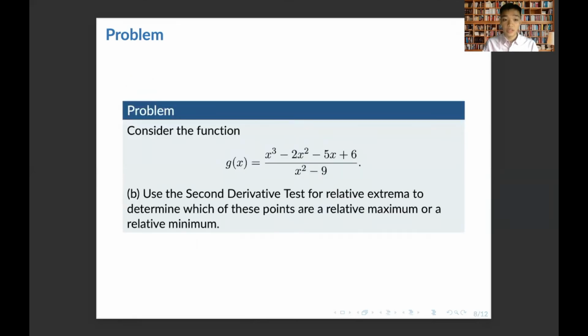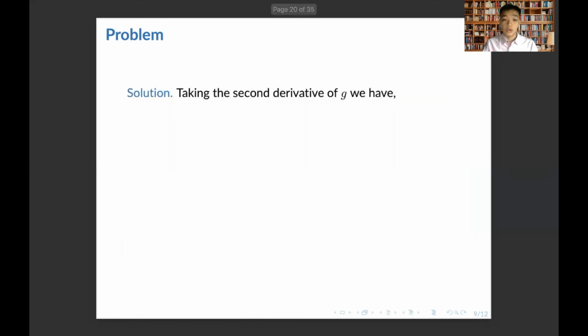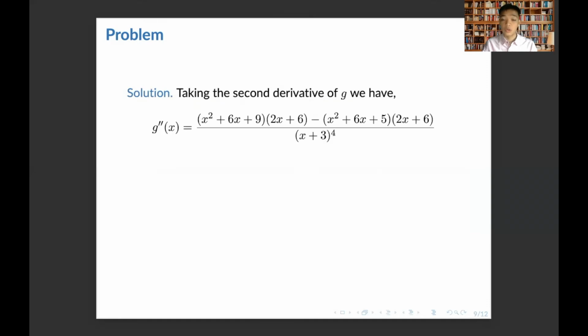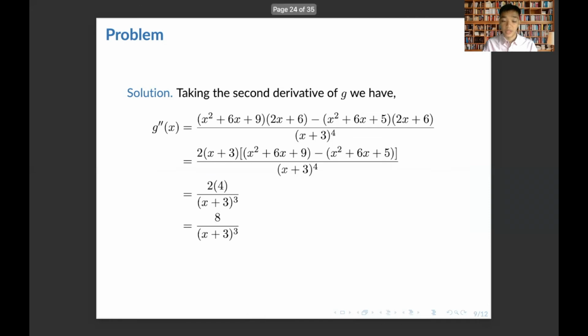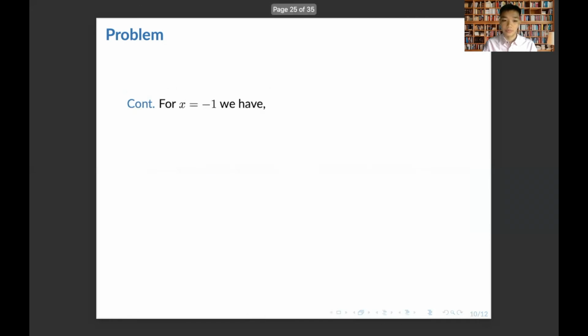So now we'll move on to the next task, where we will use the second derivative test to find relative extrema and to determine if the relative extrema is either relative maximum or relative minimum. If we take the second derivative of g, we'll get the following. Of course, we'll apply the quotient rule again. Then we'll simplify further. We'll cancel out like terms. We'll get the following. So this is the second derivative of g of x.